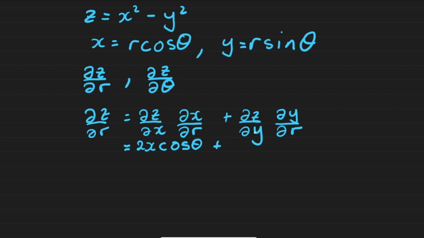Doing the same for the second term, ∂z/∂y: x squared is a constant, so that becomes 0. And the derivative of minus y squared is just minus 2y. So we have minus 2y. And ∂y/∂r, again, this is just going to be sine theta. The derivative of r is 1.